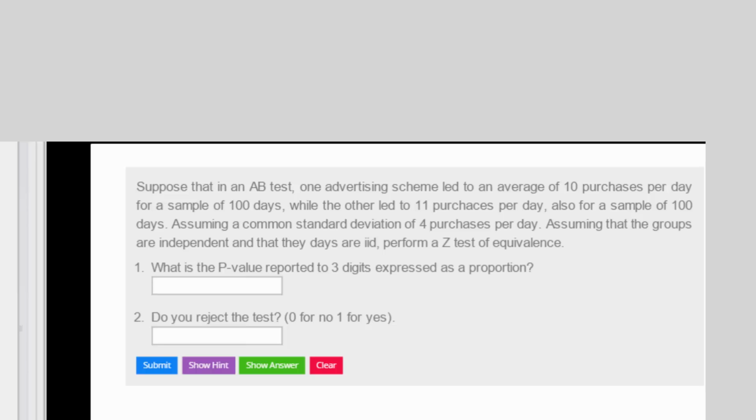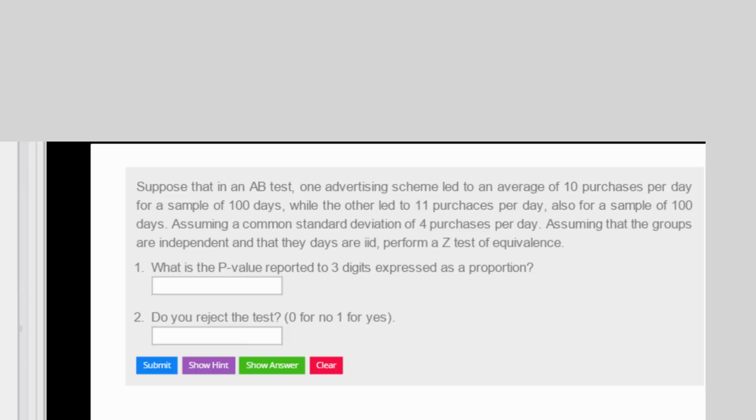At any rate, in this case, one treatment saw an average of 10 purchases per day. The other treatment saw 11 purchases per day. Both of them were monitored for 100 days. And then it says to assume a common standard deviation of 4, and do a z-test of equivalence.